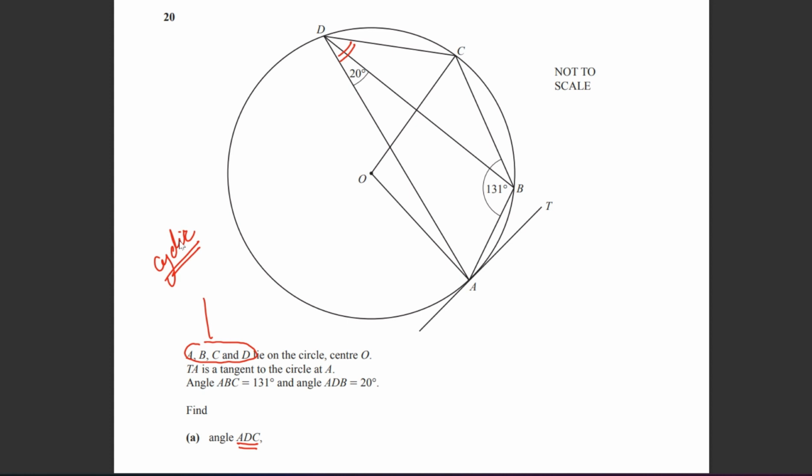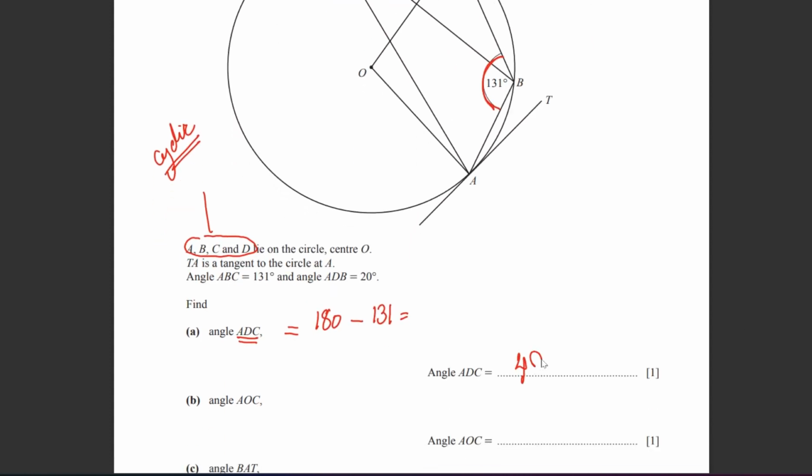So if I want angle D, angle D plus angle B equals 180. So angle D equals 180 minus the other one, it will be 49. So the answer here would be 49 degrees. Okay, then angle AOC.